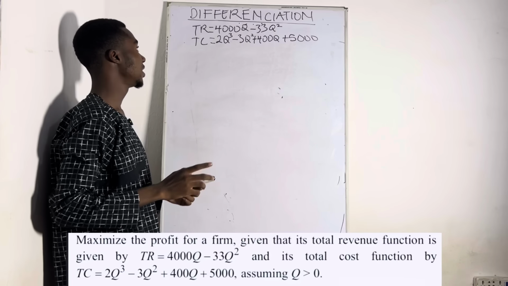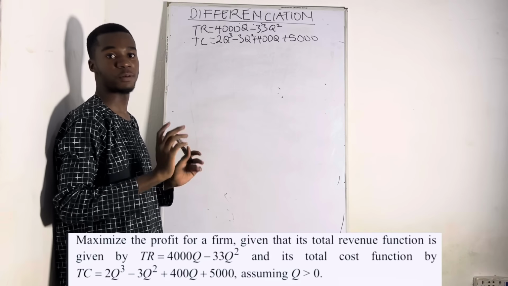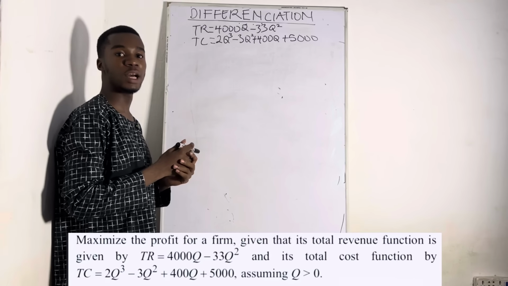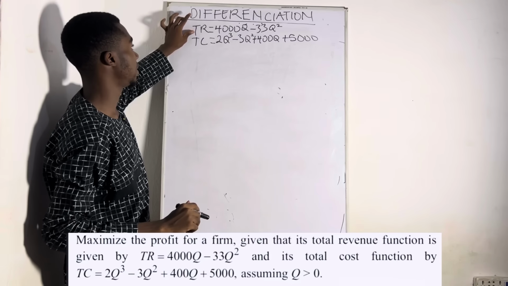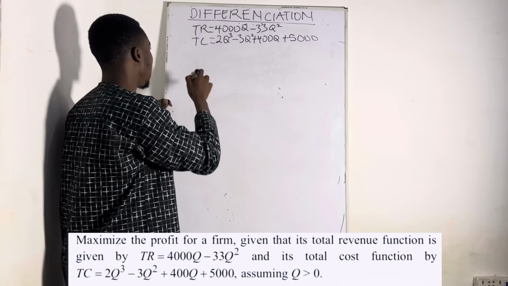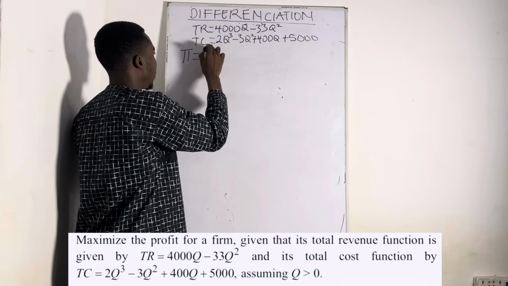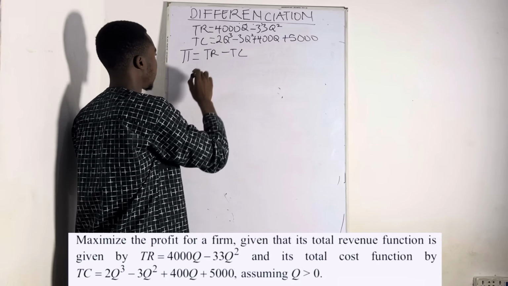Now, anytime they give you a question like this, the first thing you have to know is that you have to find the profit or the profit function. From economics, you know that profit is total revenue minus total cost. So if you've been given the total revenue and the total cost, you can just subtract. So we can just say our profit, and you represent profit by pi in this topic. So profit is equal to total revenue minus total costs.